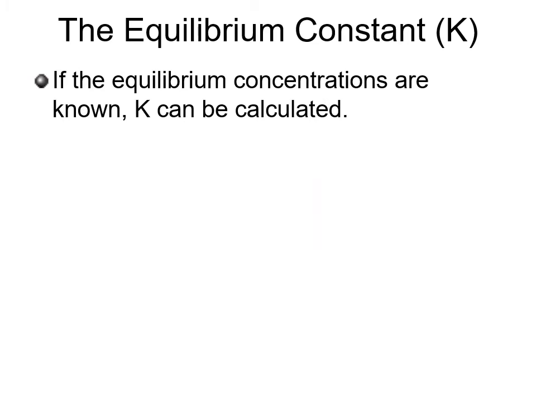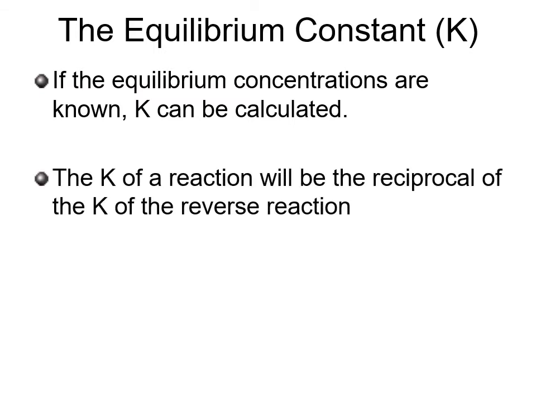All right, so if the equilibrium concentrations are known, we can figure out what K is. You plug in their concentrations at equilibrium, you use the coefficients as the exponents, and you'll be able to find out what K is. Realize the K for a reaction is for the reaction as written.